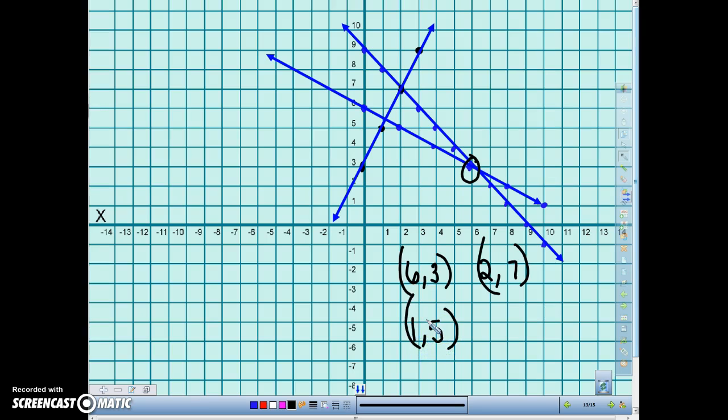This concludes Algebra 2 Lesson 3.2, Solving Systems of Inequalities by Graphing.